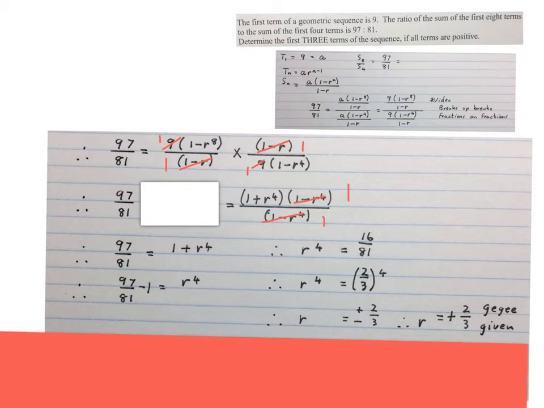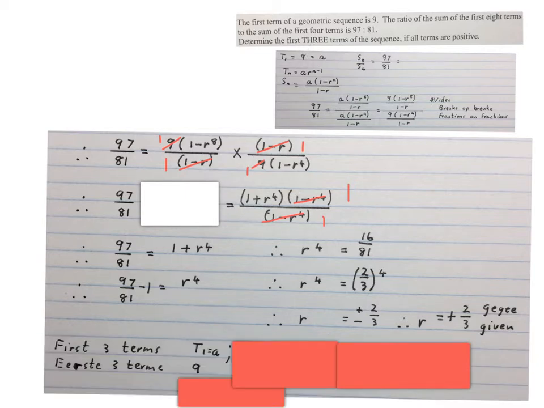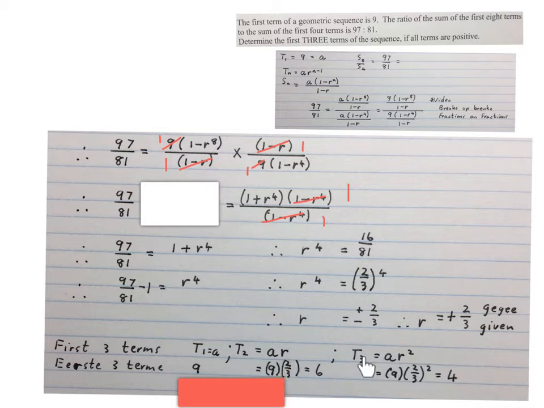We now have our a, which is 9, and our r, which is 2 over 3. Now we can work out the first 3 terms of the sequence. So the first 3 terms will be: term 1 is a, which is 9. Term 2 is a times r, which is 9 times 2 over 3, which is 6. And term 3 is a r to the power of 2, so that's 9 times 2/3 to the power of 2, and that gives you 4.